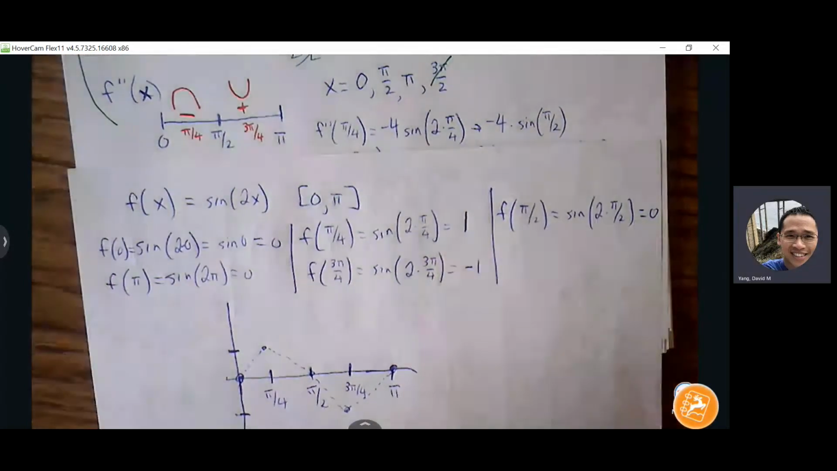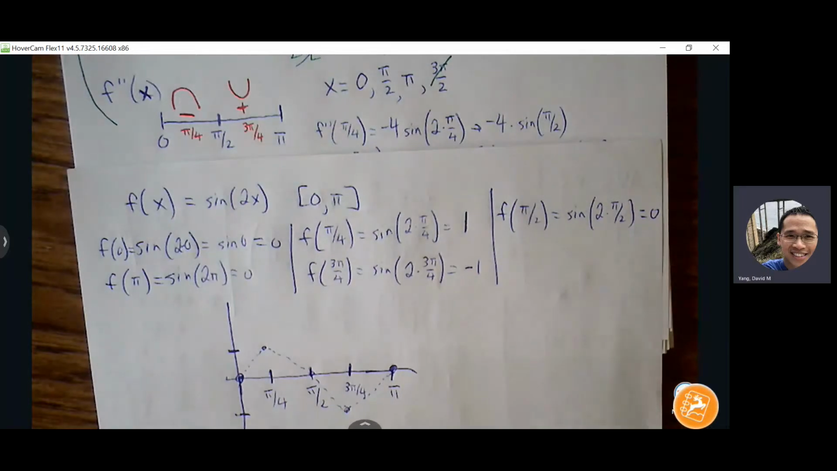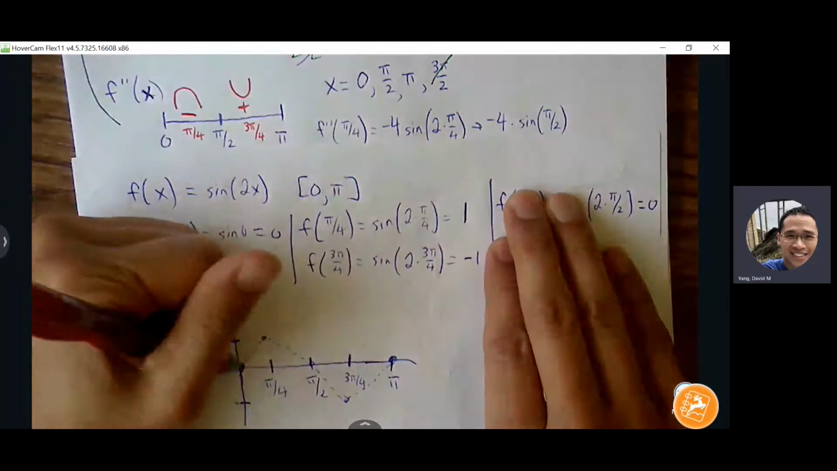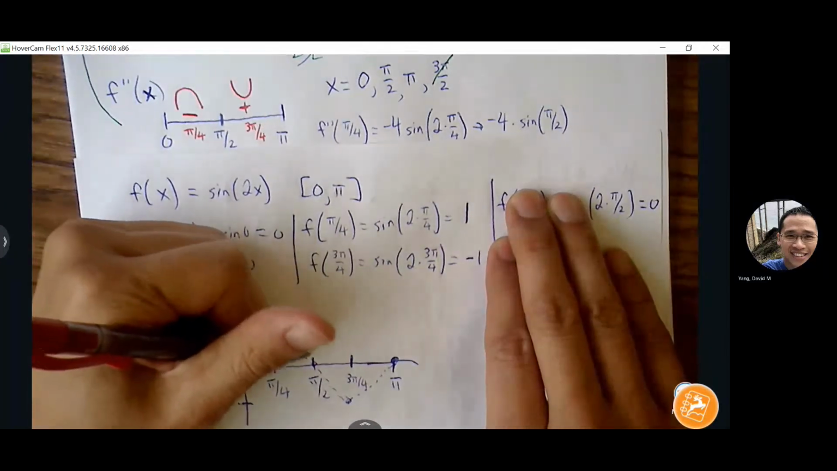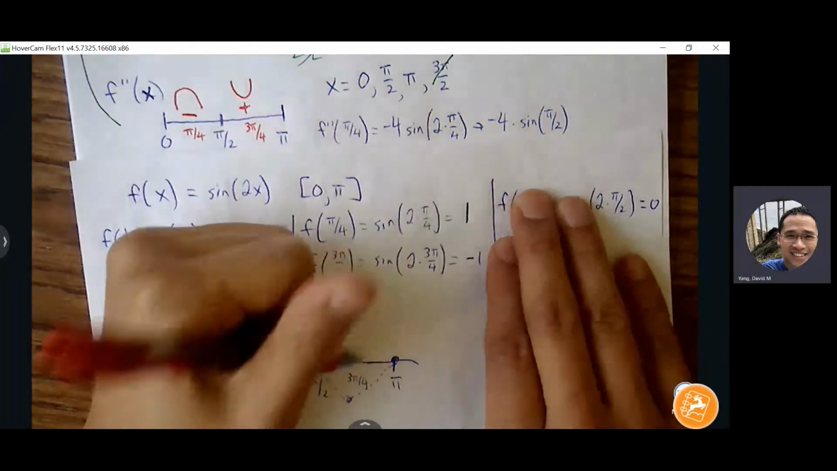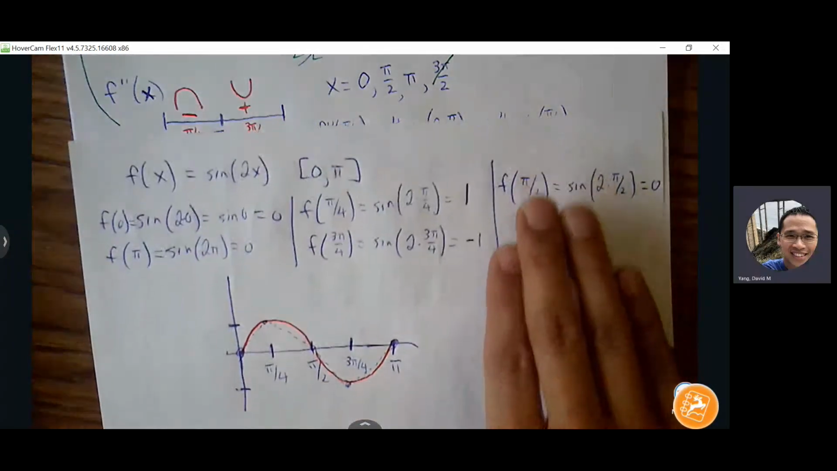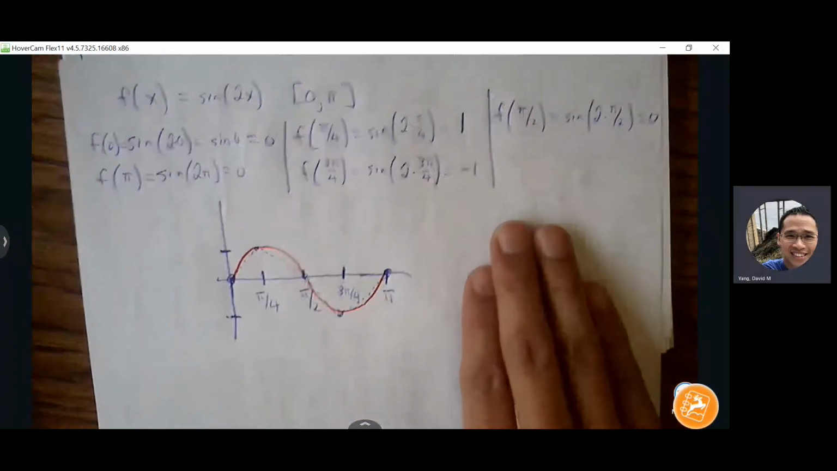Okay, I'm going to go over my graph again and give it the curvature that it needs. From 0 to pi over 2, concave down. From pi over 2 to pi, concave up. Okay, there's our graph.